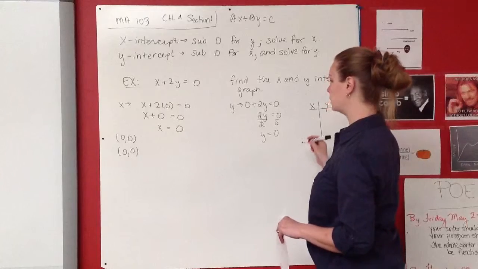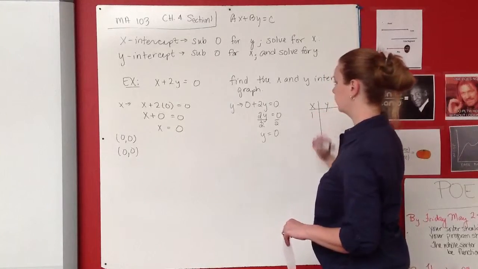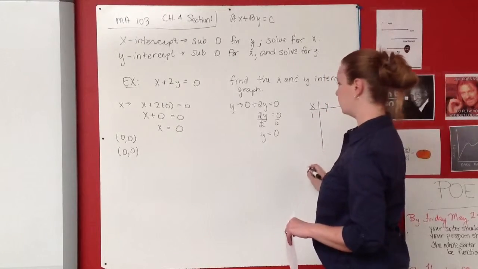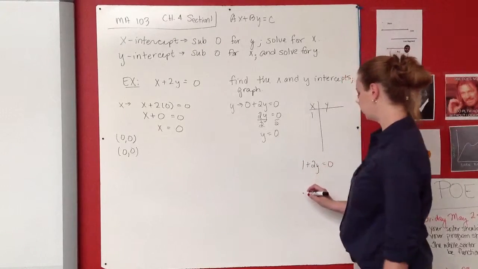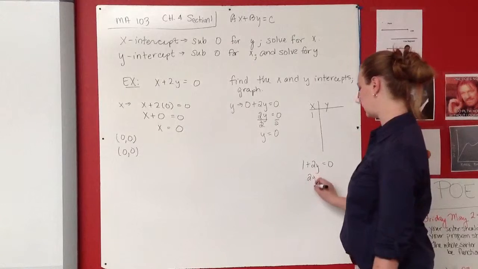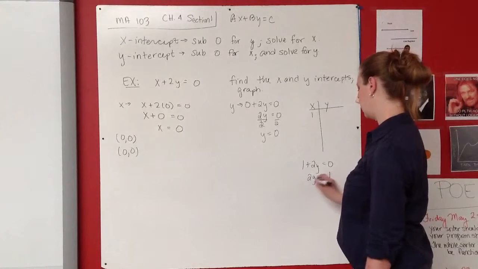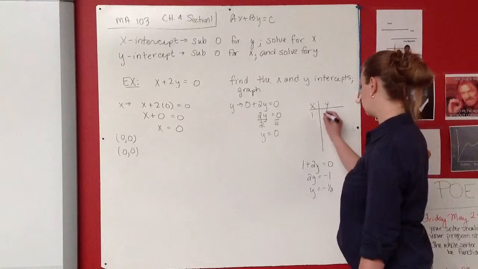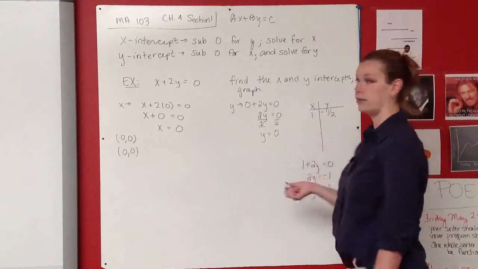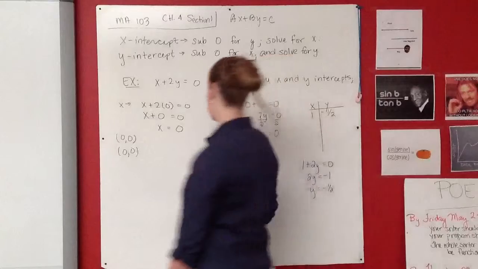So let's say that x is 1. When x is 1, you have 1 plus 2y equals 0. Subtract 1 from both sides, so 2y equals negative 1. Divide both sides by 2, so y equals negative 1/2. There's a second point that you can graph. And now that you have 2 points, you're in good shape.